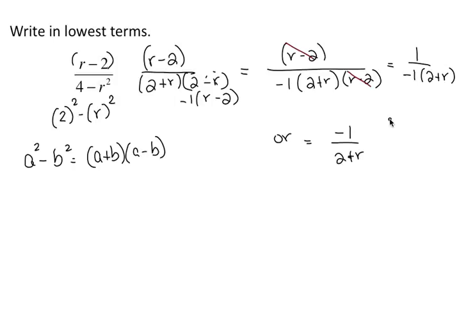So what you need to do when you're looking at these problems is, if you have opposites, like the opposite of negative 2 is positive 2, the opposite of r is negative r, you can factor out a negative 1 so you can cancel those terms.